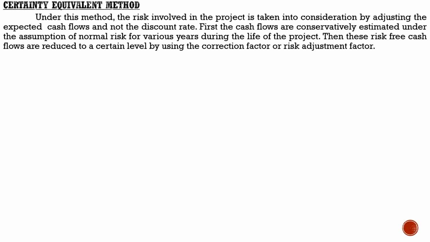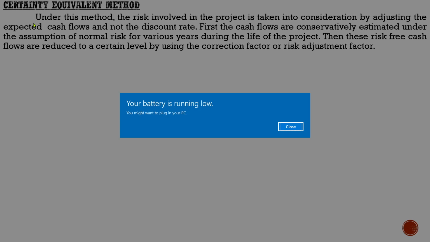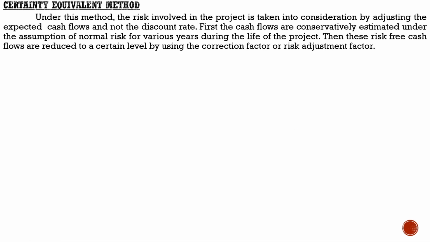As previously we have mentioned, the discount rate cannot be considered as the best rate because cash flow is always subjected to risk, not the present value factor or the discount rate. So in order to solve that issue, certainty equivalent method was developed. Under this method, the risk involved in the project is taken into consideration by adjusting the expected cash flows and not the discount rate.